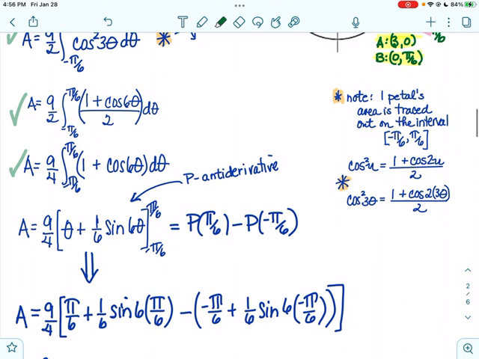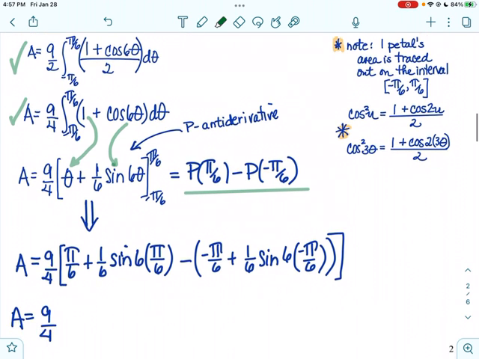With the antiderivative, the antiderivative of 1 is theta. Remember, it's d theta. And the antiderivative of cosine 6 theta is 1/6 sine 6 theta. So then I'm going to evaluate the antiderivative at pi over 6 and negative pi over 6, and I'm going to subtract them. So that's what I do in this next step.